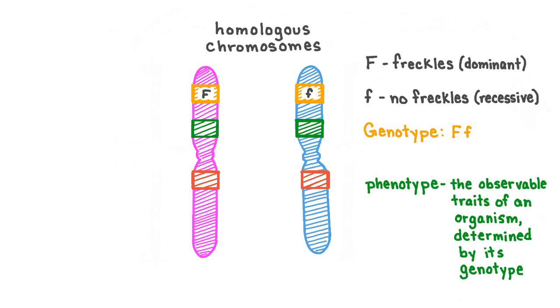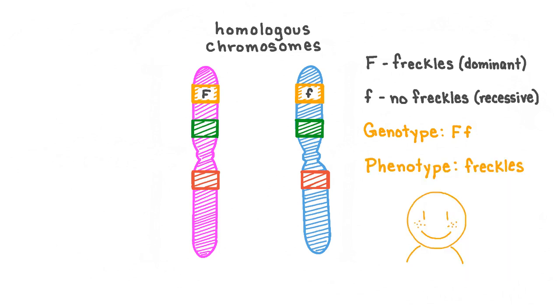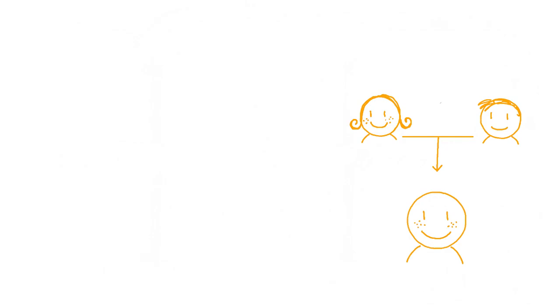In other words, the genotype helps determine the phenotype, which is the observable outcome. In this case, because the genotype contains the dominant allele for freckles, that's what will be expressed as the phenotype of the individual. So, we've learned that our chromosomes are passed down to us from our parents. But what determines the combination of alleles of each gene that we will receive? To understand this, we need to take a look back at what happens to chromosomes when gametes are formed.